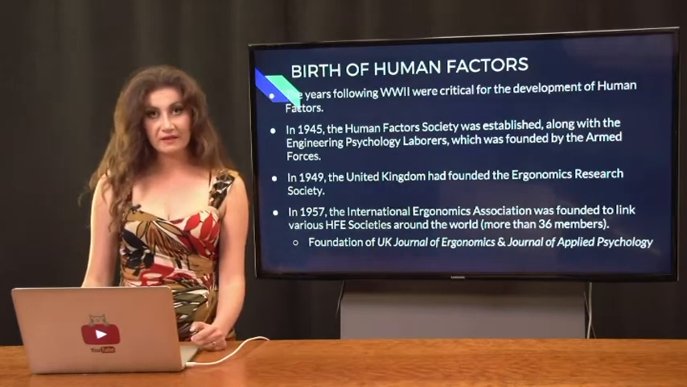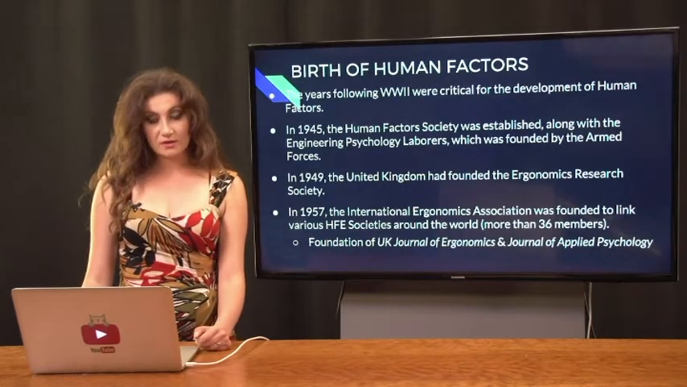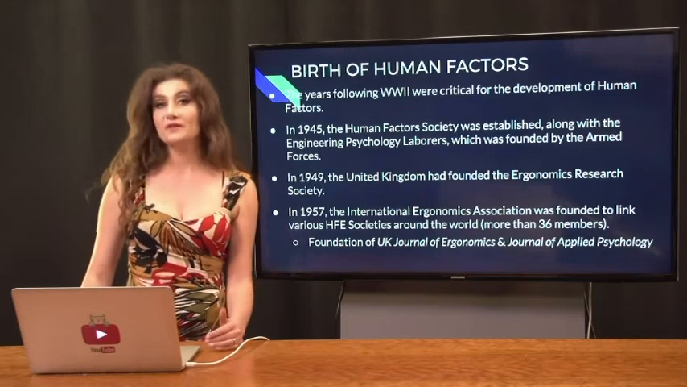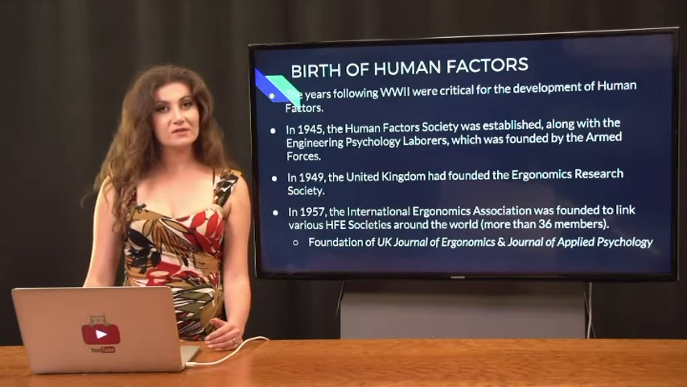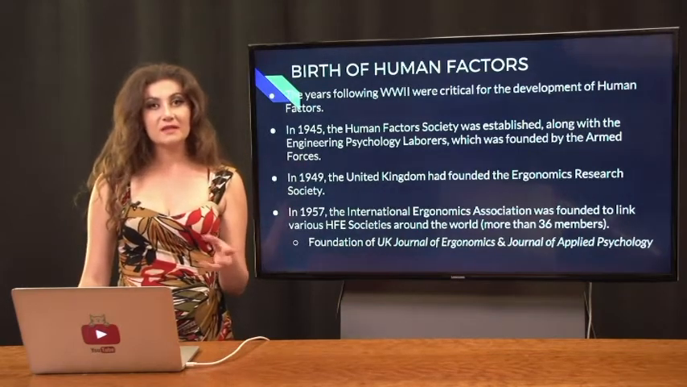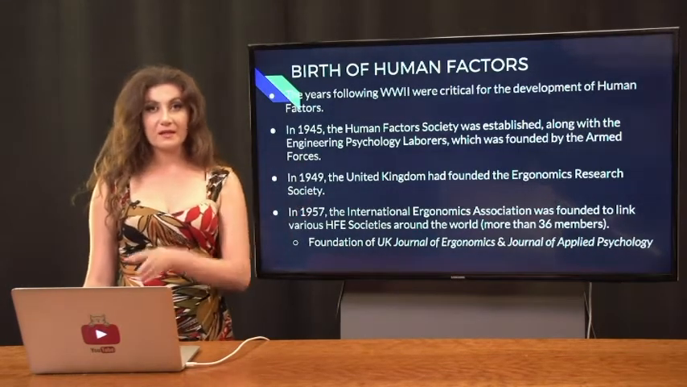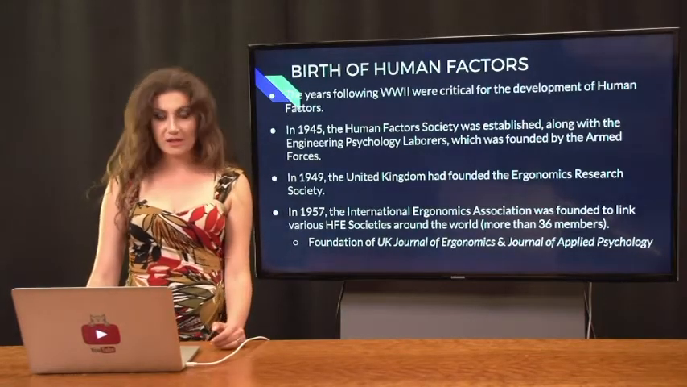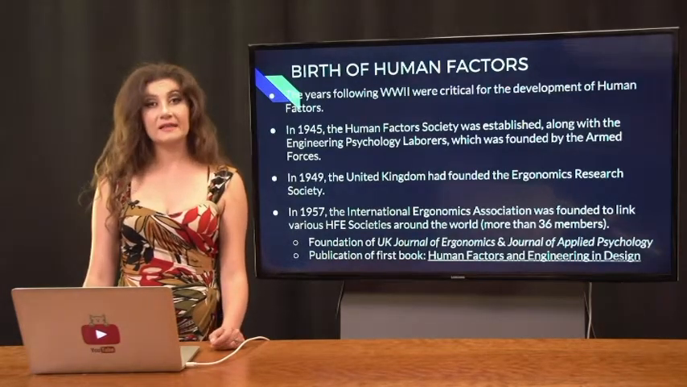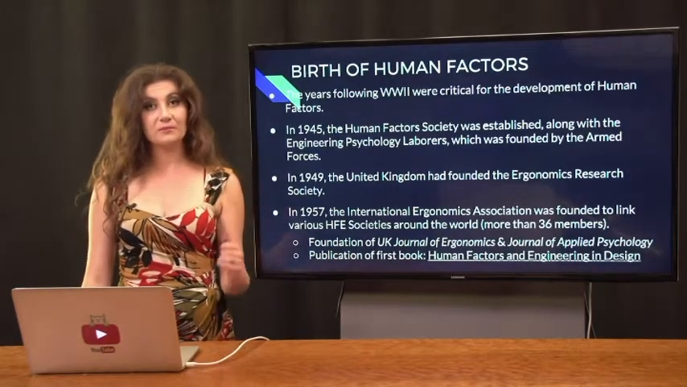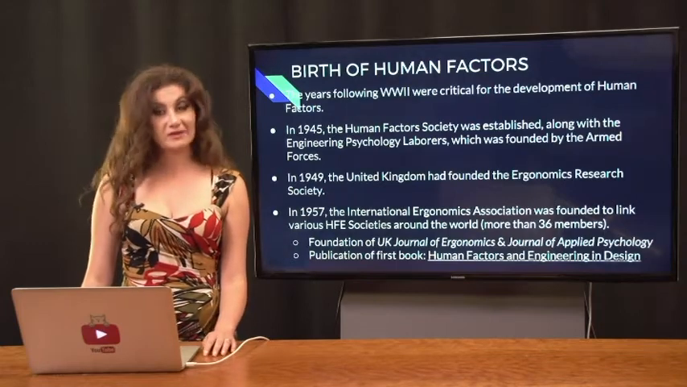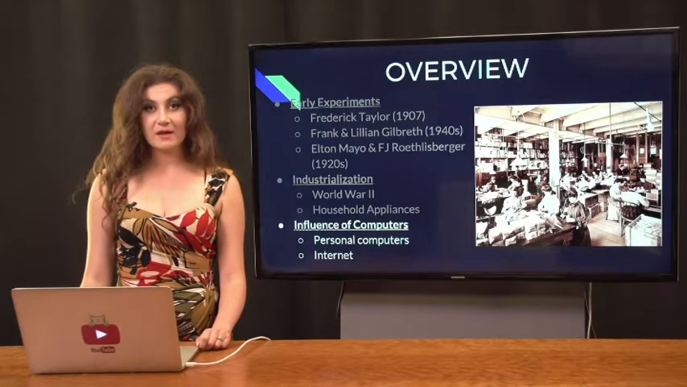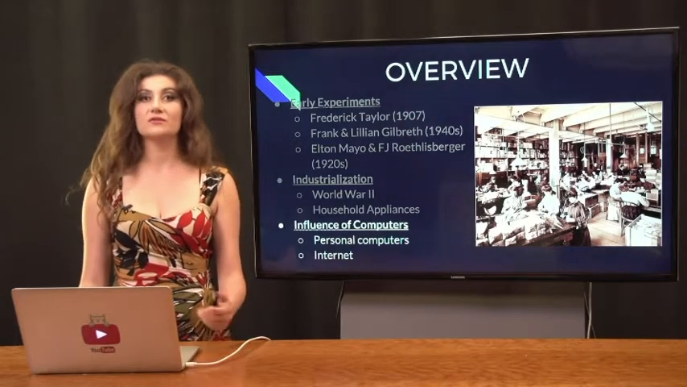Additionally, in 1957, there was the foundation of the United Kingdom Journal of Ergonomics, as well as the Journal of Applied Psychology. Both of these journals still exist today, and it's very interesting to see the different types of technology that had been researched back then and the type of technology they research today. So I really encourage you to take a look and check those out. And lastly, in 1957, there was the publication of the first Human Factors book, titled Human Factors and Engineering Design.